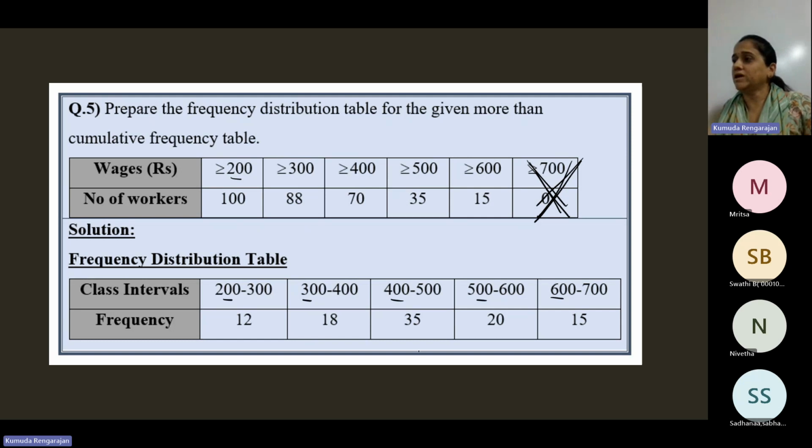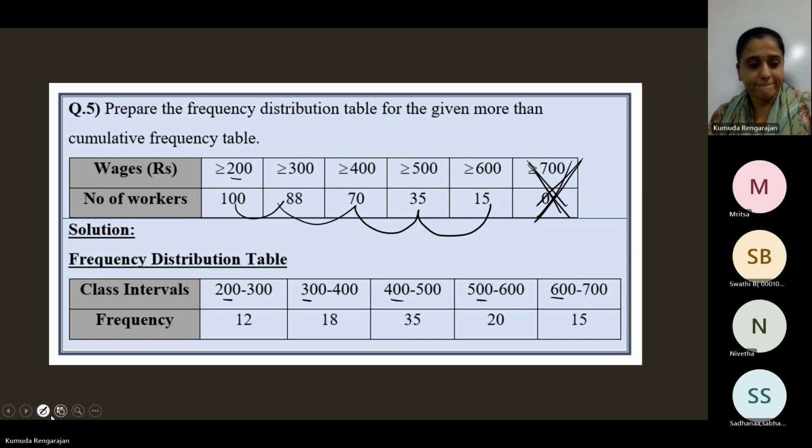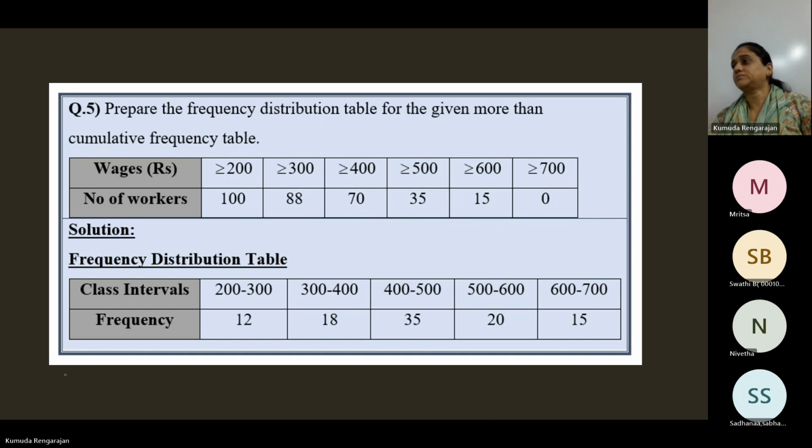Then you should fill the corresponding upper limits. Then start subtracting: 100 minus 88, 88 minus 70, 70 minus 35, 35 minus 15. And then write the last frequency as it is. That's all. So this is how we prepare the frequency table.